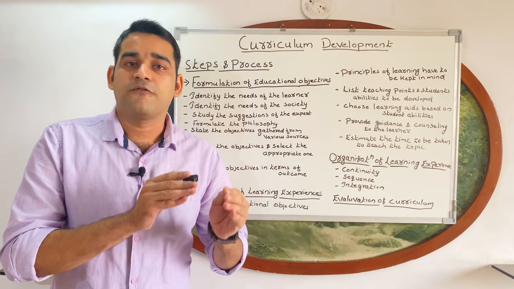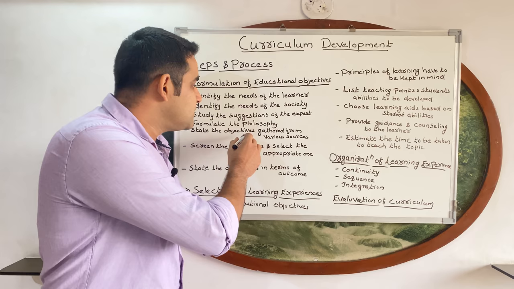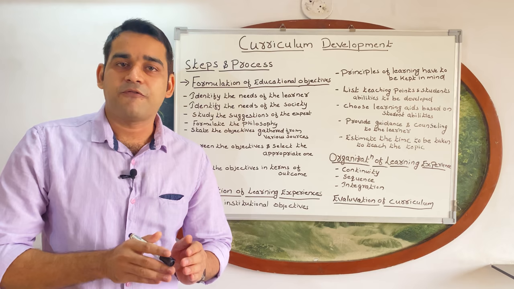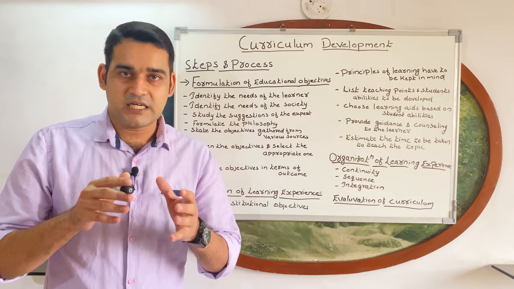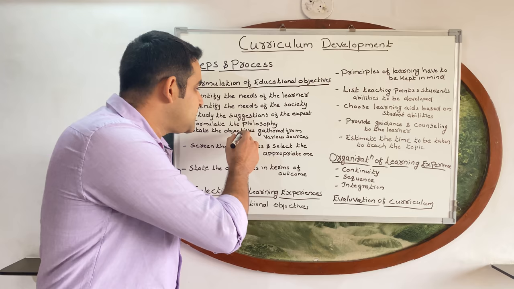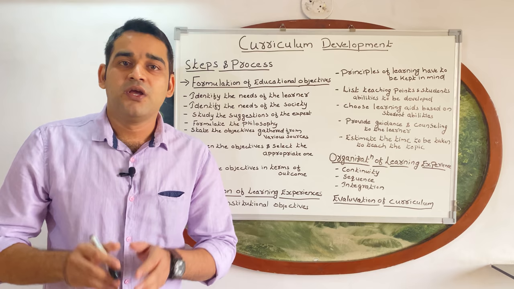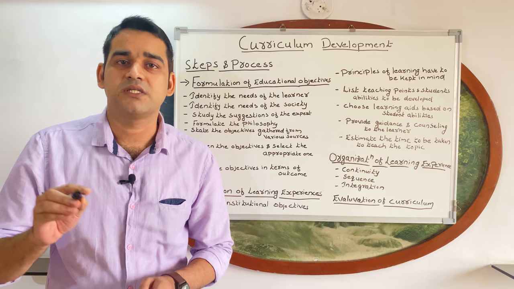Next one is to state the objectives gathered from various sources. You will get many suggestions from the experts, from the society and from various sources. According to those suggestions, you have to state the objectives gathered from various sources. Whatever things you have received from the various sources, you have to state all those objectives.